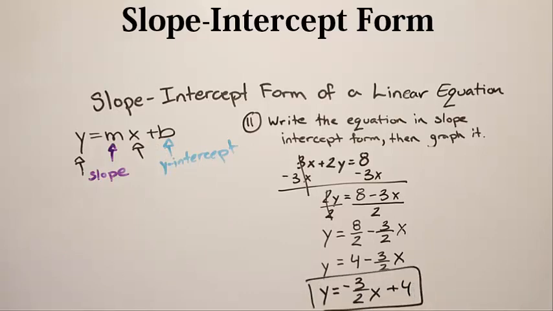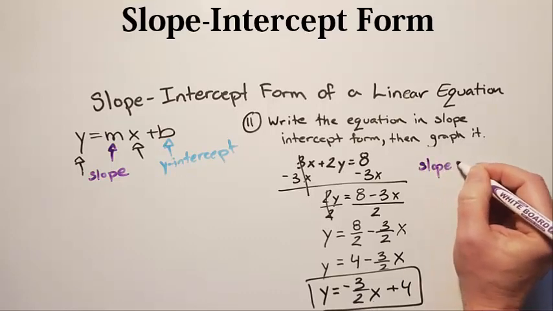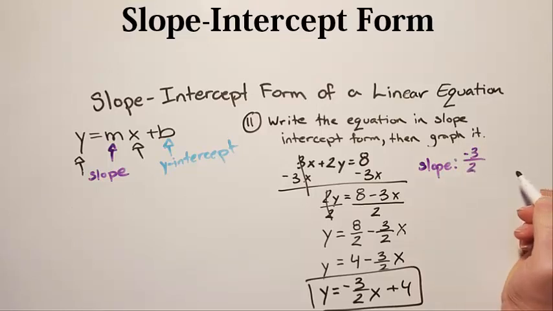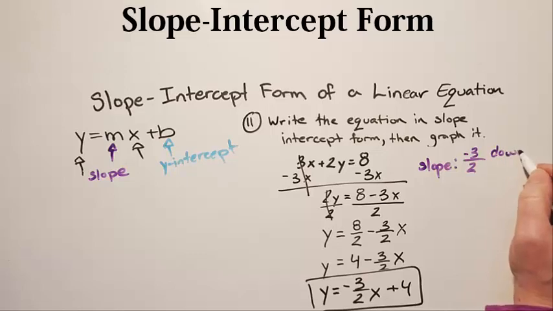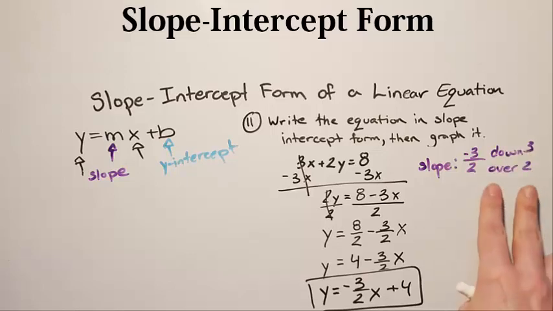So now let's go ahead and find our stuff. The number next to x is slope. So my slope is negative 3 over 2. Remembering the top number was the rising. So this must be down 3 and it's over 2. So to find all of my new points, I'm going down 3 over 2 every single time.